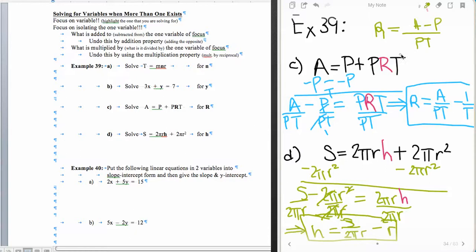Now your book, again, your book would make it look like S minus 2 pi r squared all over 2 pi r. So let me write that so you see what they're going to, oops, excuse me, not S. It would be H, because that's what we were solving for. They're going to make it look like H is equal to, and the numerator is S minus 2 pi r squared. And then in the denominator, they're dividing by 2 pi r.